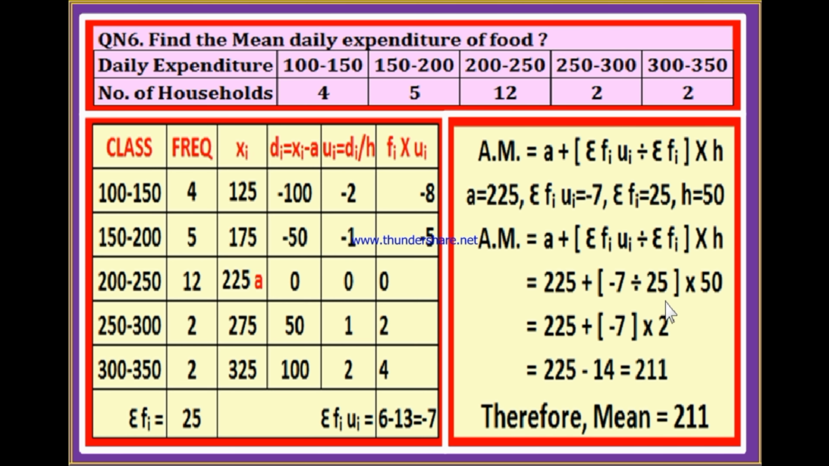Now 25 goes into 50 two times. This is 225 plus minus 7 into 2. This is 225 minus 7 into 2, which is minus 14. Now what is 225 minus 14? 225 minus 14 is 211. Therefore, the arithmetic mean of the given data is 211.